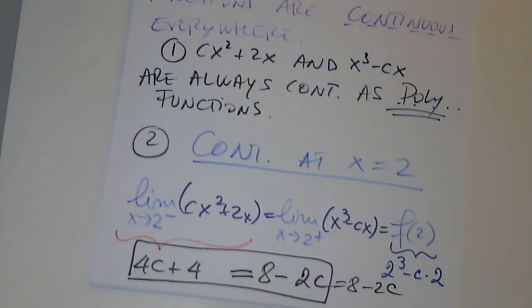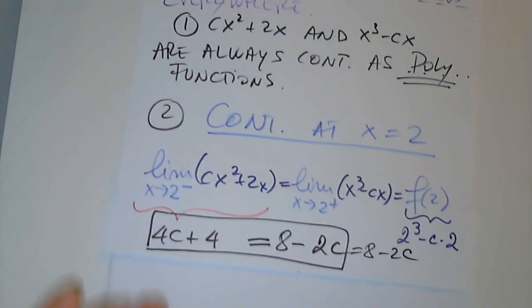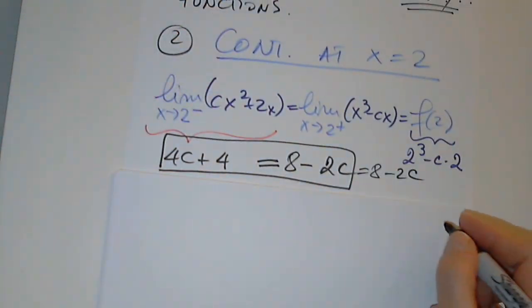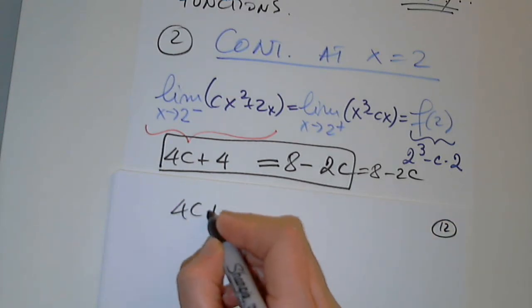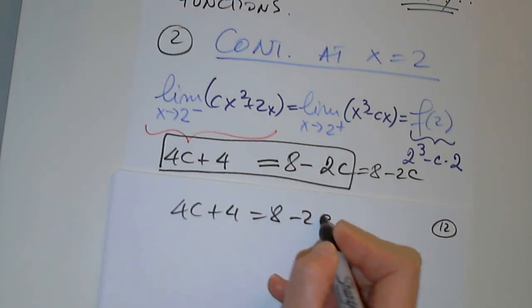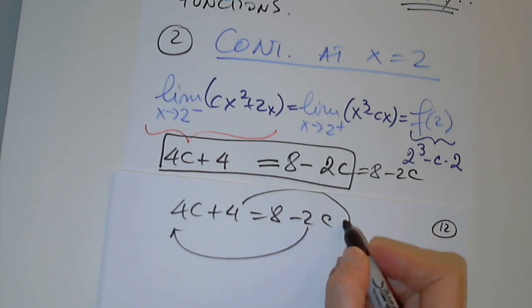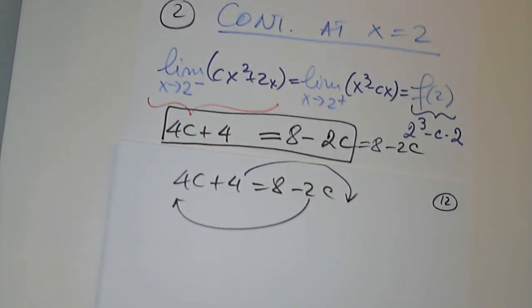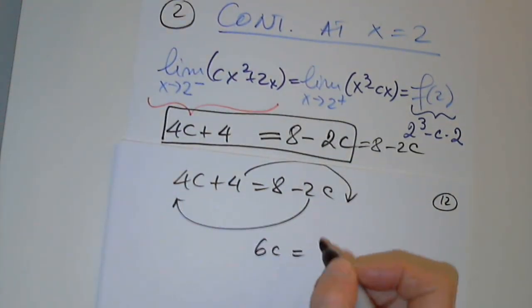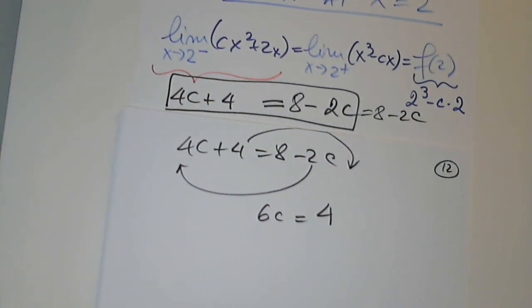So, see, it's a linear equation. Solve for c, and I'm done. Excellent. That's it. So 4c plus 4 equals 8 minus 2c. I will move 2c and I will move 4. When I move 2c, I get 6c. When I move 4, I get 4. So then c equals 2/3.